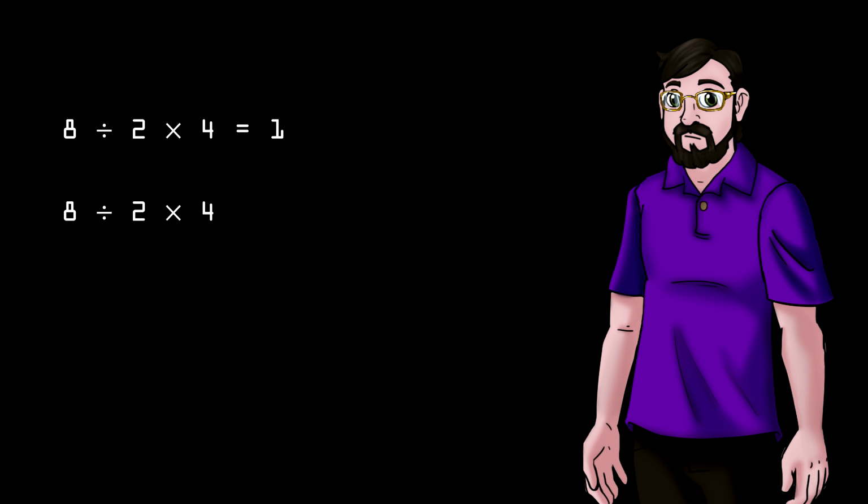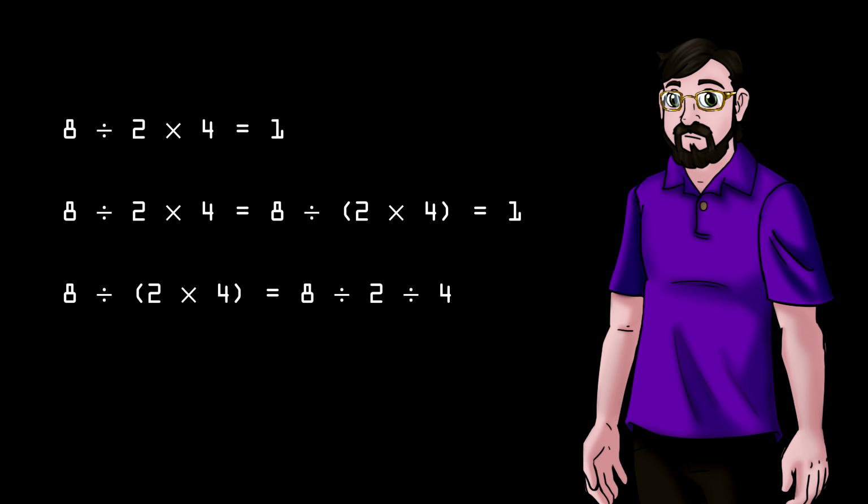8 divided by 2 times 4. Now, this 1969 textbook would say it's equivalent to 8 divided by 2 times 4 in parentheses. 2 times 4 is 8, and 8 divided by 8 is 1. Well, if you remember your basic algebra, you know that dividing by the product of two numbers is the same as dividing by both numbers separately. So, 8 divided by 2 times 4 in parentheses is the same as 8 divided by 2 divided by 4. And 8 divided by 2 is 4, divided by 4 is 1.